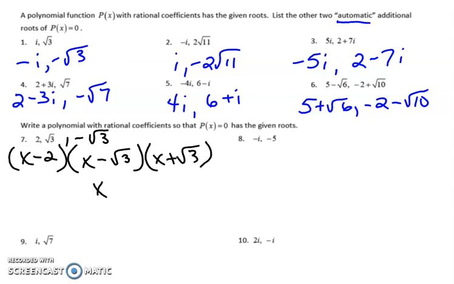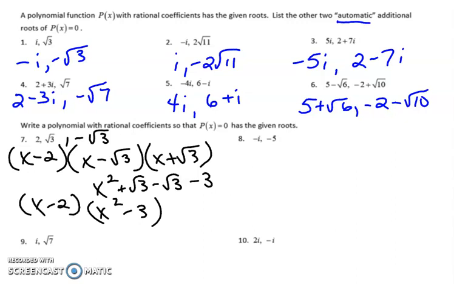So that's going to give me x squared plus the square root of 3 minus the square root of 3 and then minus 3. So the middle cancels out and I'm just left with x squared minus 3 times x minus 2. Okay? So anytime you have just the radical, it's going to multiply to x squared minus whatever the radical is.